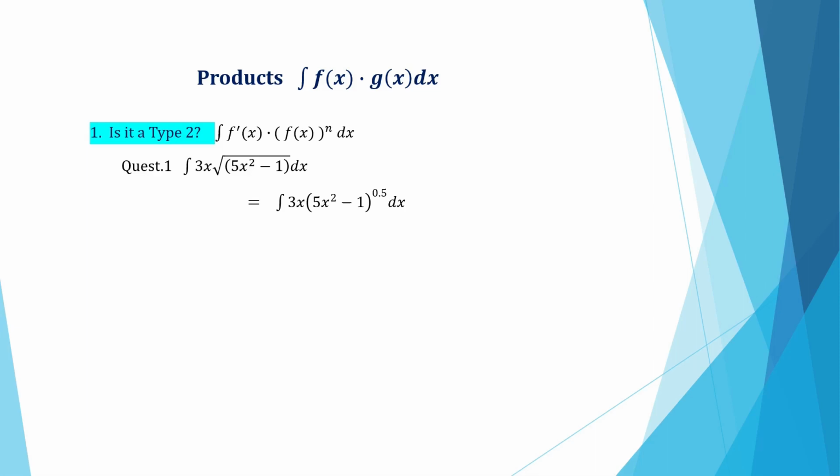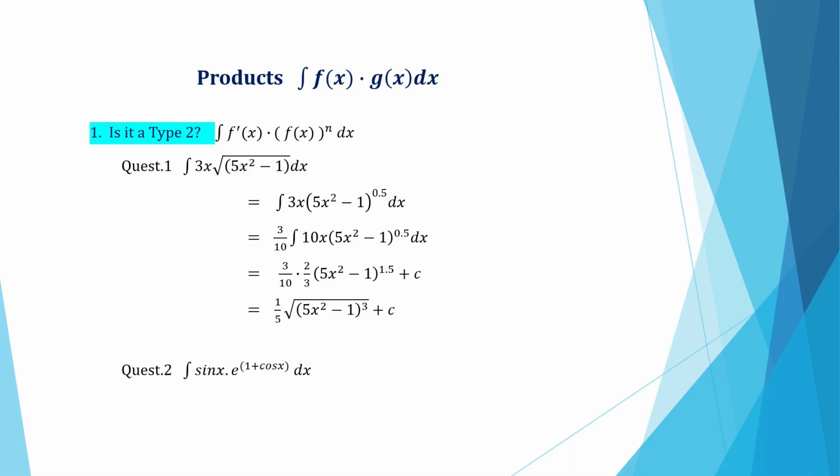Differentiate that and we'd get 10x. We've got 3x. We can arrange for 10x outside the bracket. It is a type 2 integral. Take the bracket, increase the power by 1 and divide by the new power. And we're finished. Here's a second question. Is it a type 2? No, we need to look for something else.